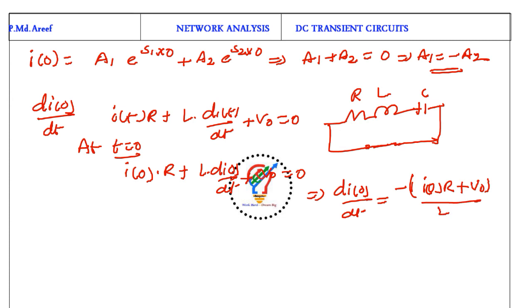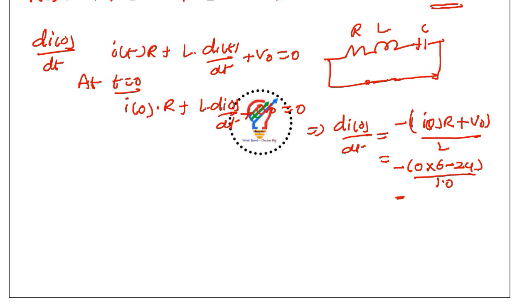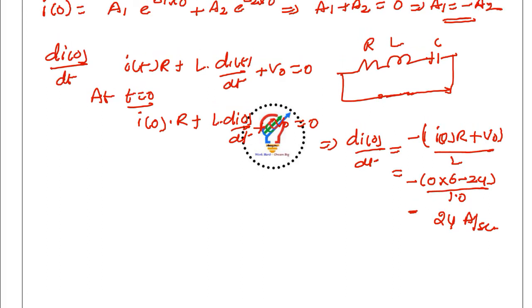So what is I naught? I naught is nothing but minus of 0 into R, is how much? It is going to be 0. So V naught is minus 24 divided by L is 1.0. So this is going to be 24 amps per second. So we will take this value and substitute here.